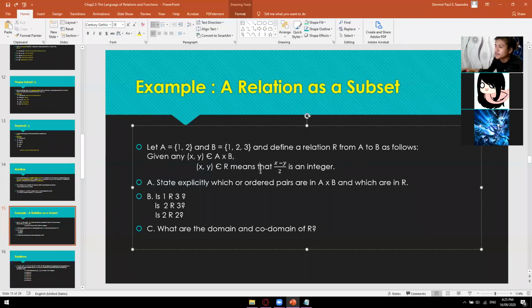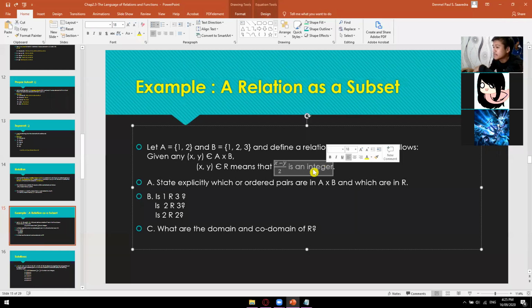so here's the condition. Before we can say that x is related to y, or x and y is in relation, okay, or x and y is an element of relation, means that you have to follow or you have to meet this condition. Okay, so x minus y divided by 2 is an integer. Okay, so if this condition were not met, then you can see that x is not related to y. But if this one is met, then we can say that x is related to y.